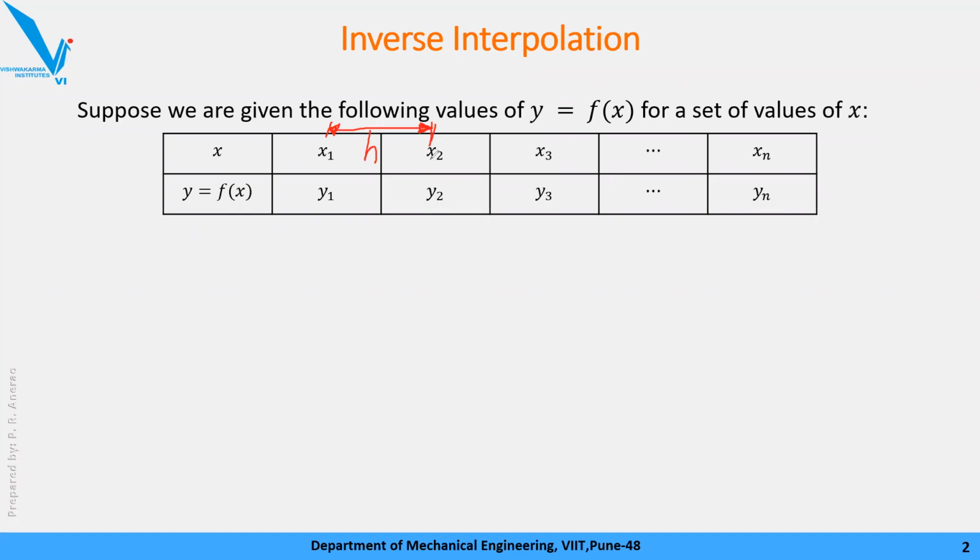uniform or constant. That means x2 minus x1 equals x3 minus x2 equals x4 minus x3. So if the increment between the values of x is constant, then we can use Newton's method to do the interpolation. But in the case of Lagrange's, there is no enforced rule. Even for unequal intervals, we can use Lagrange's interpolation.